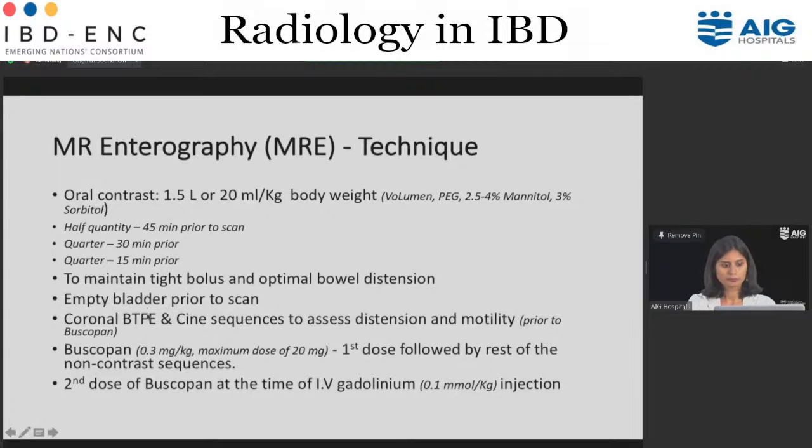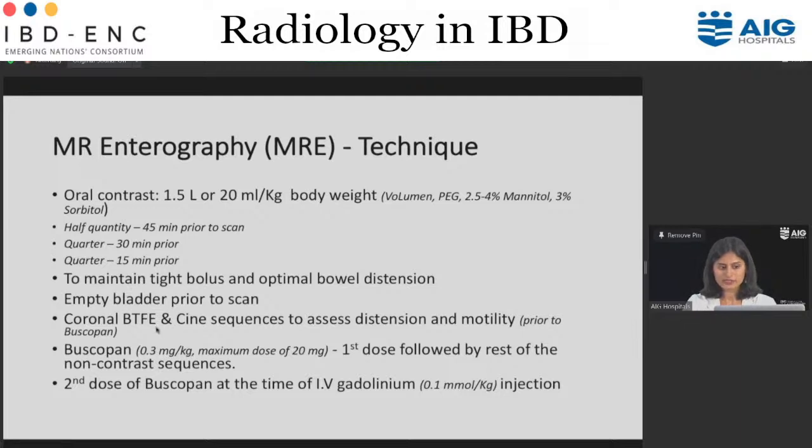And once the patient is positioned in the gantry, we do a coronal BTFE images, that's balanced turbo field echo images, coronal plane. This is essentially to assess if there is adequate bowel distension or not. Once that is done, we also do a dynamic BTFE sequence to assess the bowel motility. It's a cine mode where you can see the active bowel peristalsis and see if a particular abnormal or a doubtful segment is opening up or not.